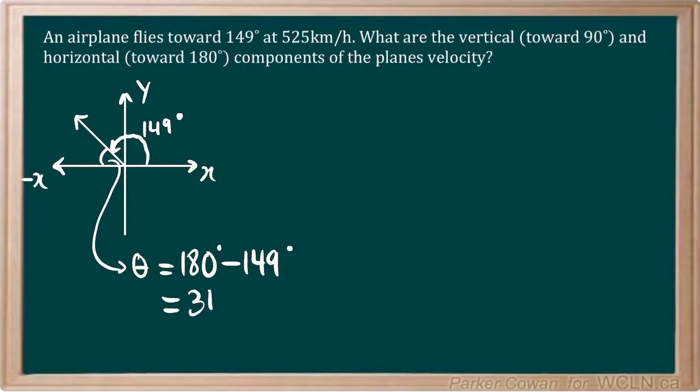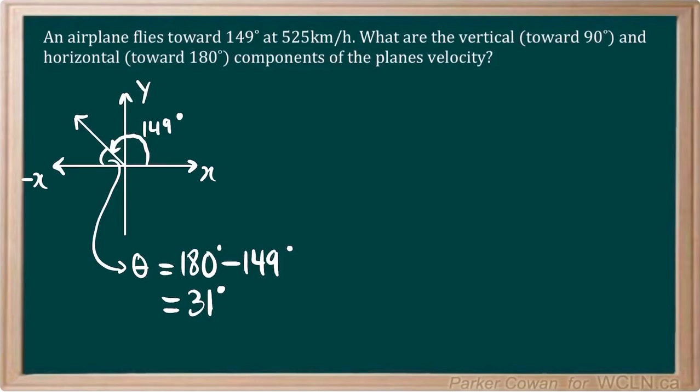So I always recommend just calculating what the smaller angle is going to be, because simply relying on your calculator to do sine or cos of 149 can be a bit confusing with the negatives, and this way you just know for sure that you're getting the right positive or negative numbers. So now we have the angle there.